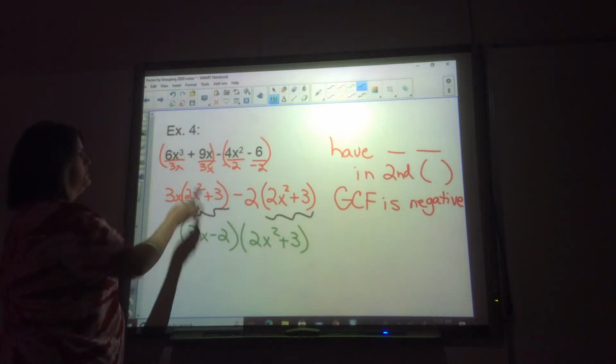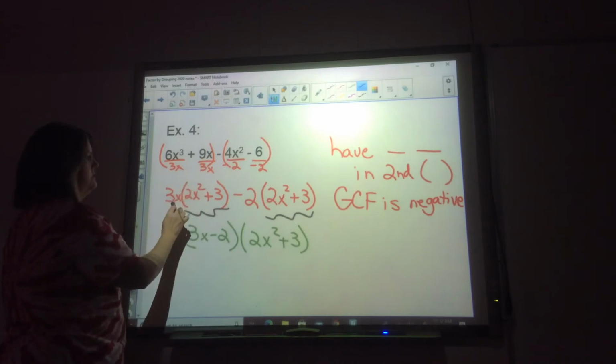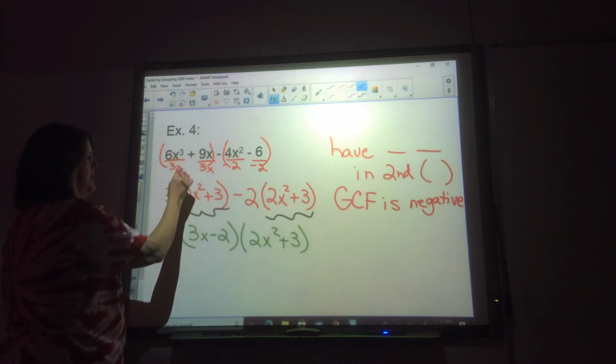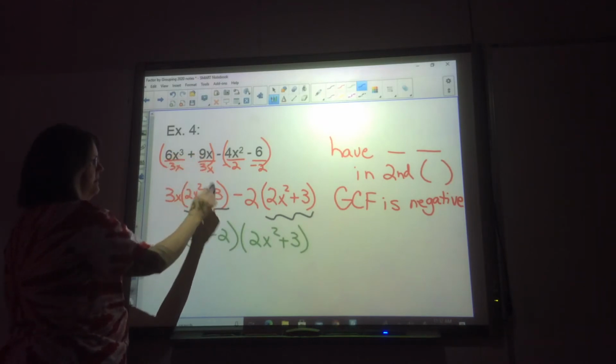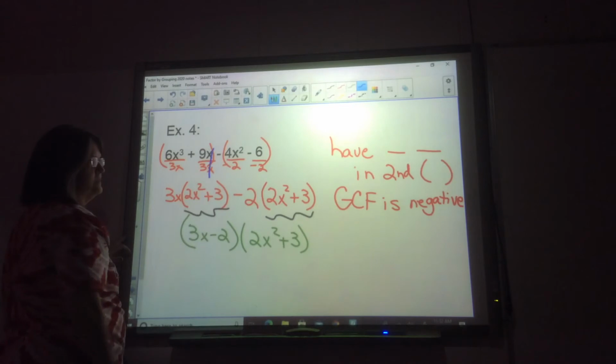All right, so the GCF here is 3x. Divide each term by 3x. 6 divided by 3 is 2. x cubed divided by x is x squared. 9 divided by 3 is 3, and the x's cancel.